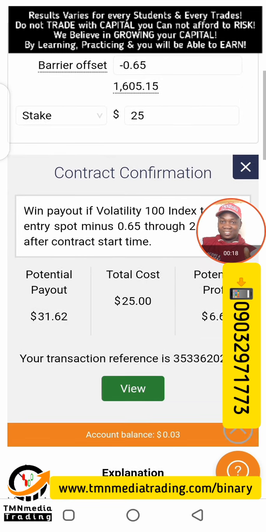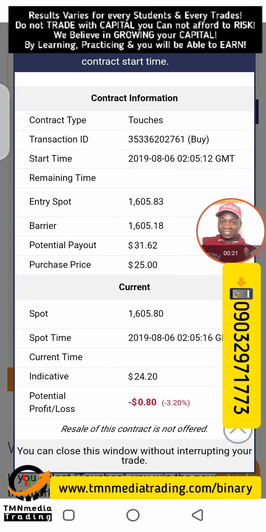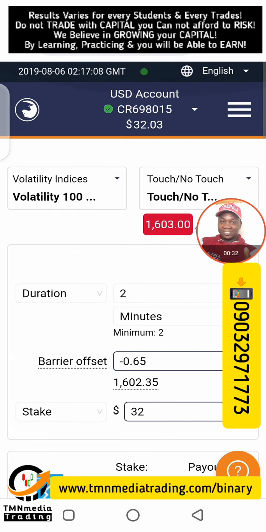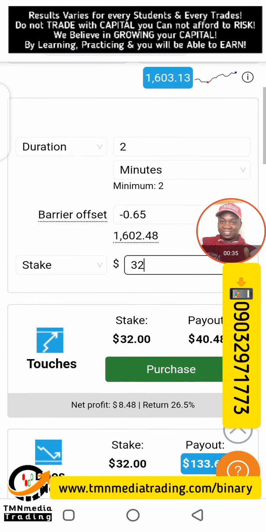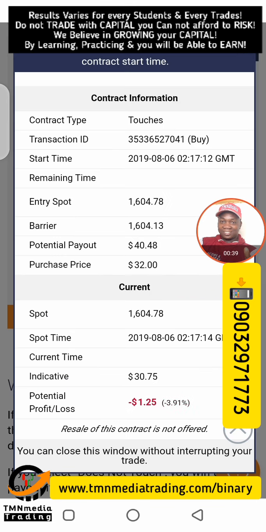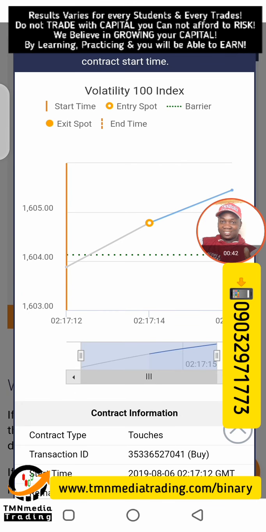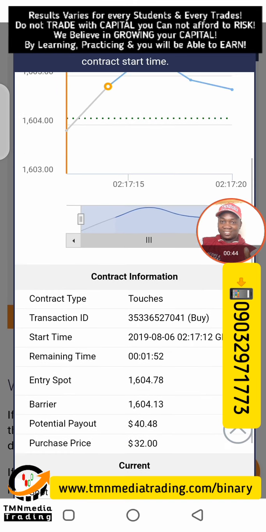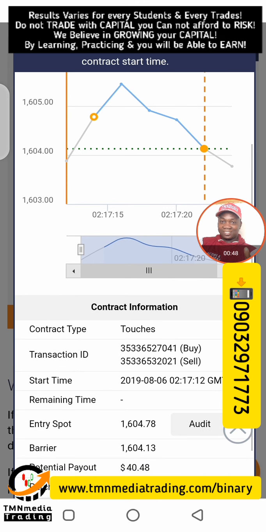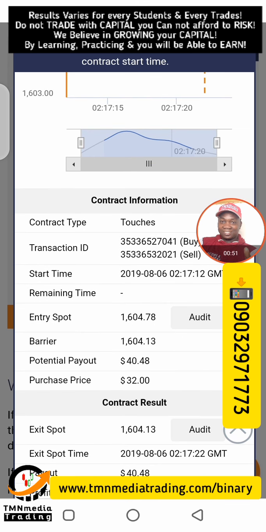Okay, just entered my first trade. Let's see how fast that will be. I may have to pause if this is taking long. I'll be back. Okay, the first trade has pulled through, so I'm trying to do a second trade. Let's see how fast this will pull through. Okay, this has already pulled through, so now I have $40.